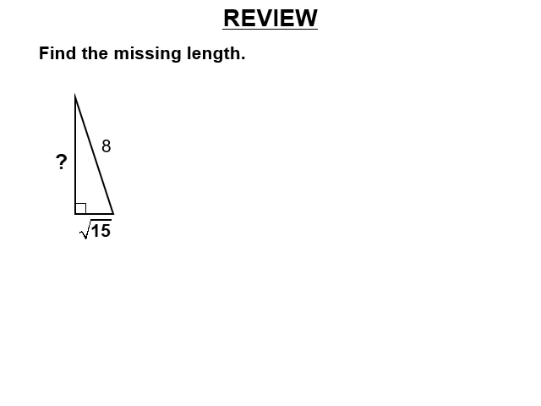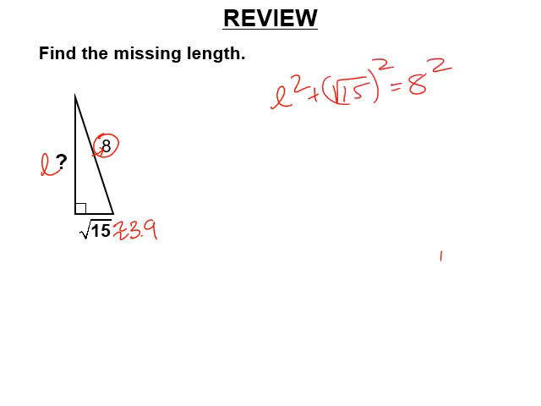All right, so again, what is missing here? A leg or a hypotenuse? Well, that's the hypotenuse. That's the biggest number, right? This is around 3.9, right? Because square root of 16 is 4. So we're missing a leg here. Then we have to do the square root of 15 squared plus L squared equals 8 squared. Square root of 15 squared, 15. 8 squared, 64. Subtract 15 from both sides.